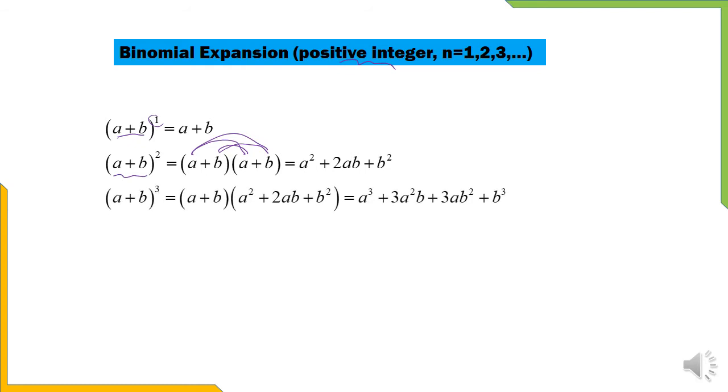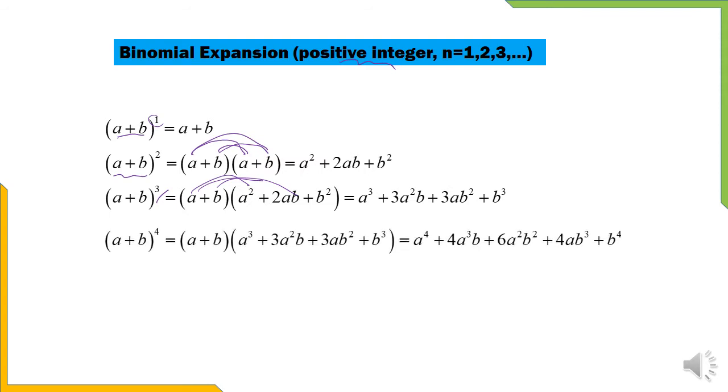And then the third one is if we have a power of 3. So we have to expand for the third time, right? So the result will be a to the power of 3 plus 3a squared b plus 3ab squared plus b cubed. And then the fourth one, we have to expand the fourth one and so on. So do you want to expand every time you want to find the expansion of power of n here? No. That's why we have this binomial expansion.